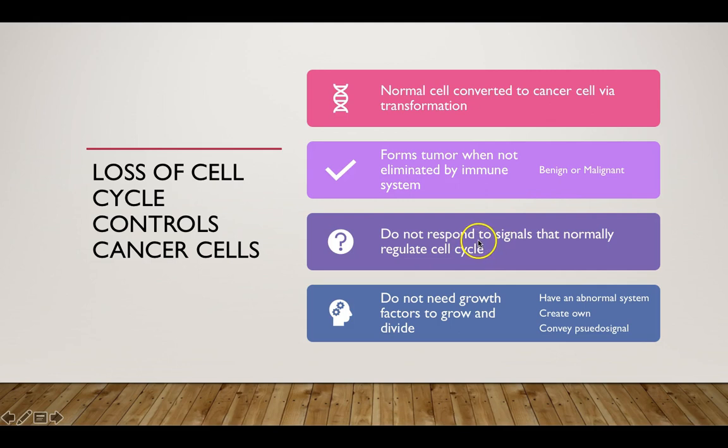Cancer cells do not respond to signals that normally regulate the cell cycle. They do not obey checkpoints. They don't need growth signals to actually start growing and dividing. They tend to either have an abnormal system that acts like it had a growth signal, or they make their own growth signals, or they make what's known as pseudo signals or fake growth signals. So cancer cells do not obey density dependency. That's how we get the tumor. They do not obey anchorage dependency, and they also do not need growth factors in order for them to grow and divide.